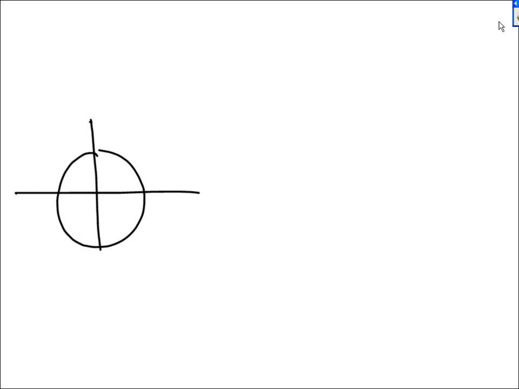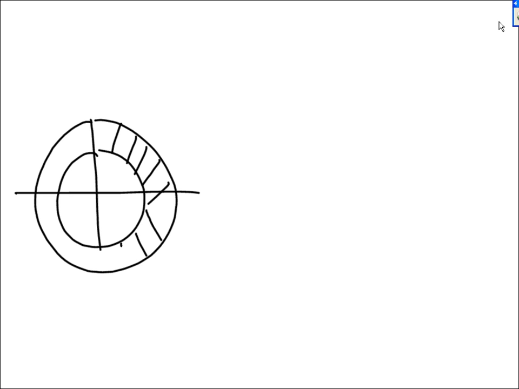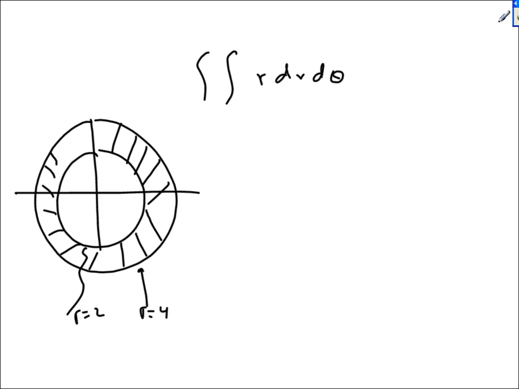Now, here's an interesting one. Suppose that you want to find the area outside of this circle, but inside this circle. That is, you want to find this area. And I'm telling you, the equation of the first one is r is 2, and the second one is r is 4. What's the double integral? R, dr, d theta. Okay, so we have to find the r limits first.